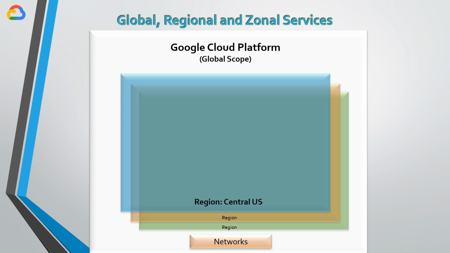Regional resources. Regional resources can only be accessed by resources located in the same region. Examples of regional resources include static external IP addresses. These IP addresses can only be assigned to resources within the same region and are not available for resources which are in different regions.